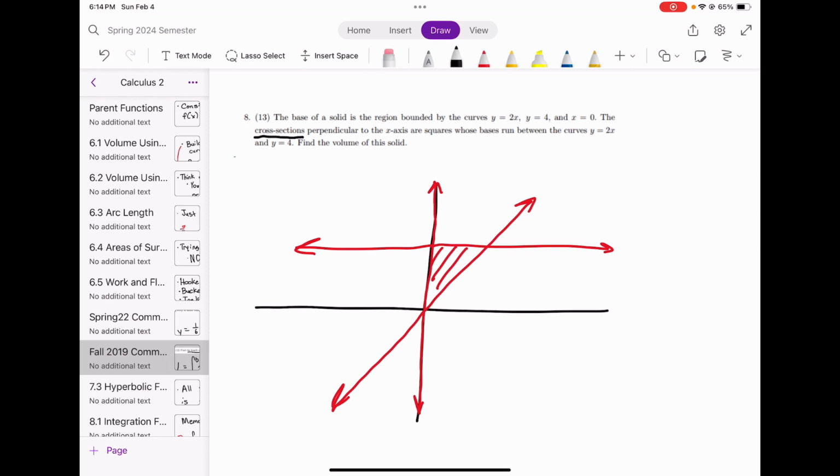The cross-sections perpendicular to the x-axis are squares. And since they give us the x-axis, it's not rotating around the x-axis, but they give us the x-axis. It's probably going to be useful. Whose bases run between the curves y is equal to 2x and y is equal to 4.